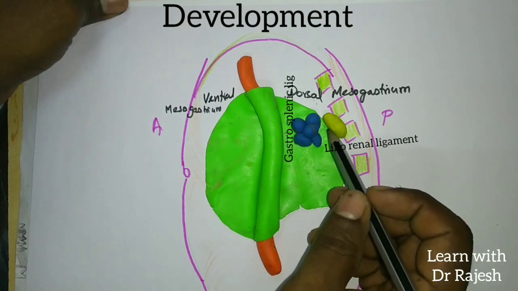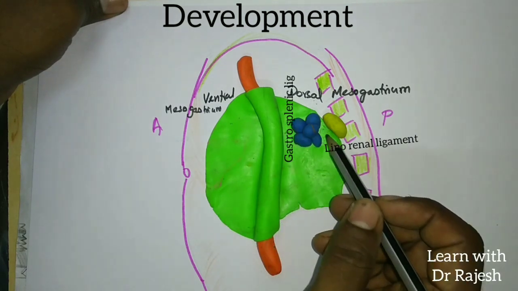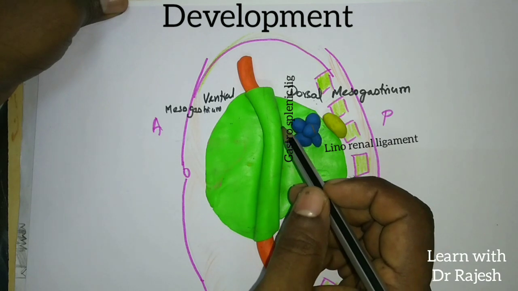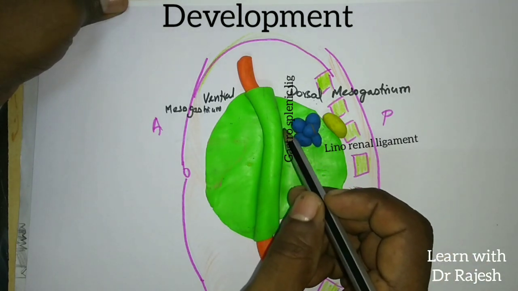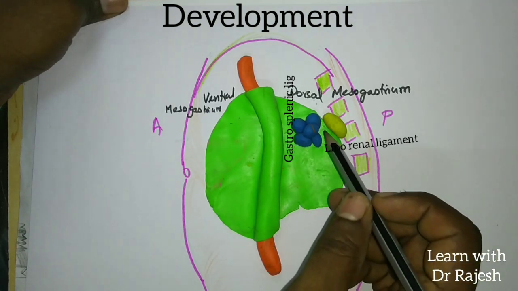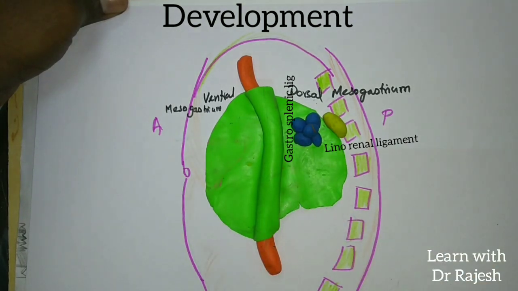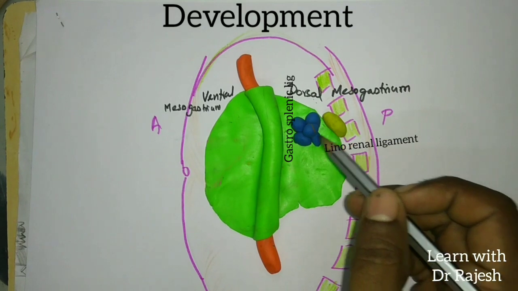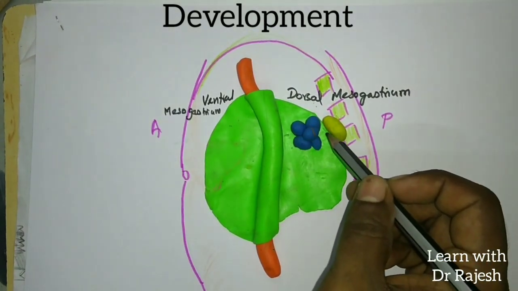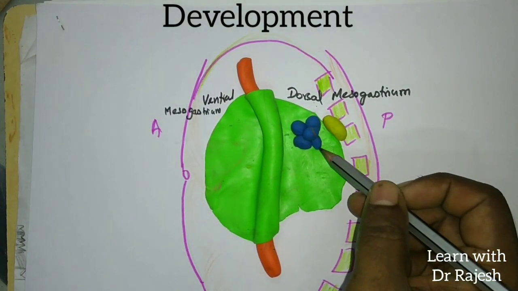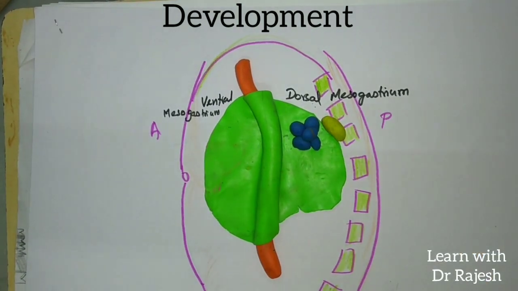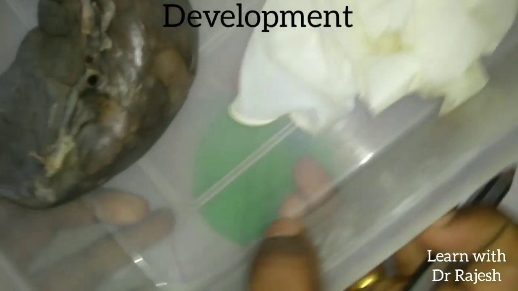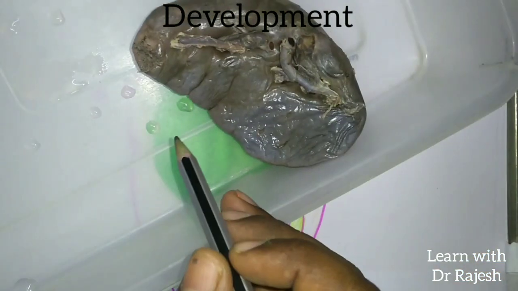So these are the two ligaments attached along the hilum of the spleen, which develop from the mesogastrium: the gastrosplenic and lieno-renal ligaments. When we talk about the ligaments, other than these two, there is one more ligament which is related to the inferior aspect of the anterior end of the spleen. So this is the anterior end of the spleen.